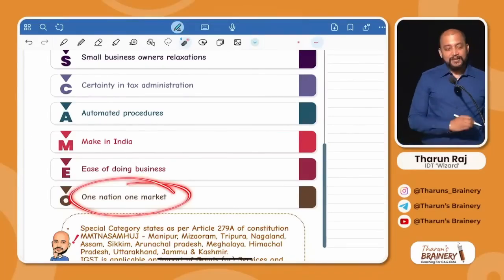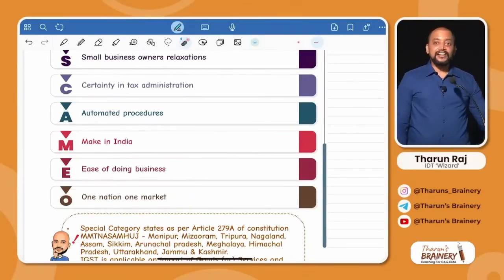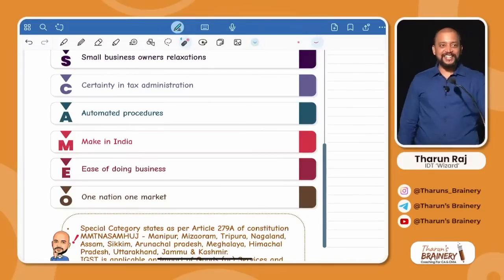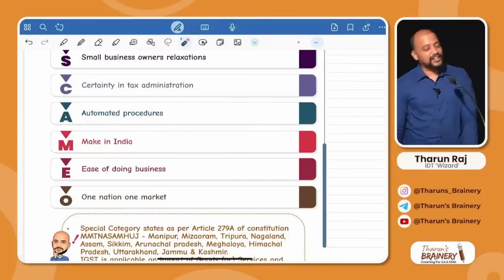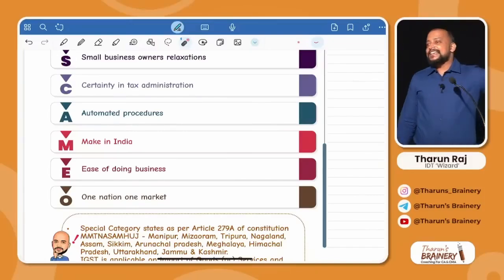Then one nation, one market. All these are lies. But we are learning it. One nation, one market. How are we one nation, one market? It is not like that. For example, CGST, SGST credit in another state, I cannot take.